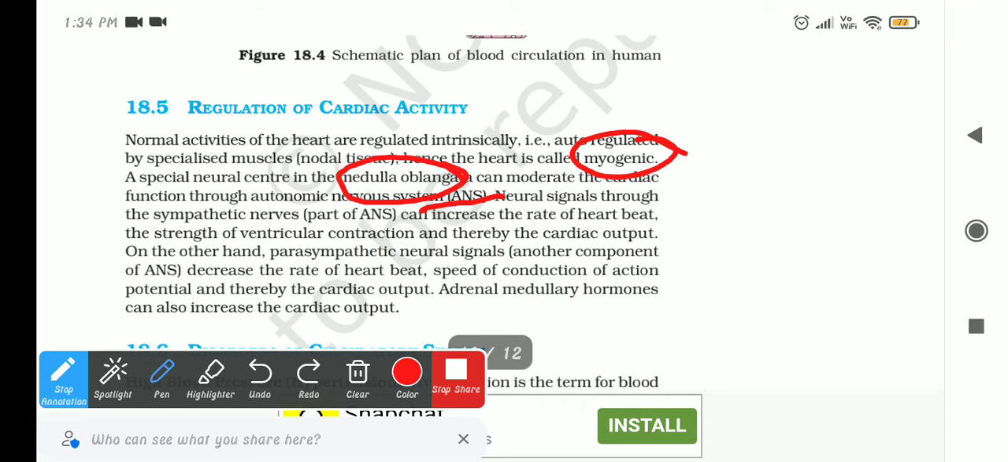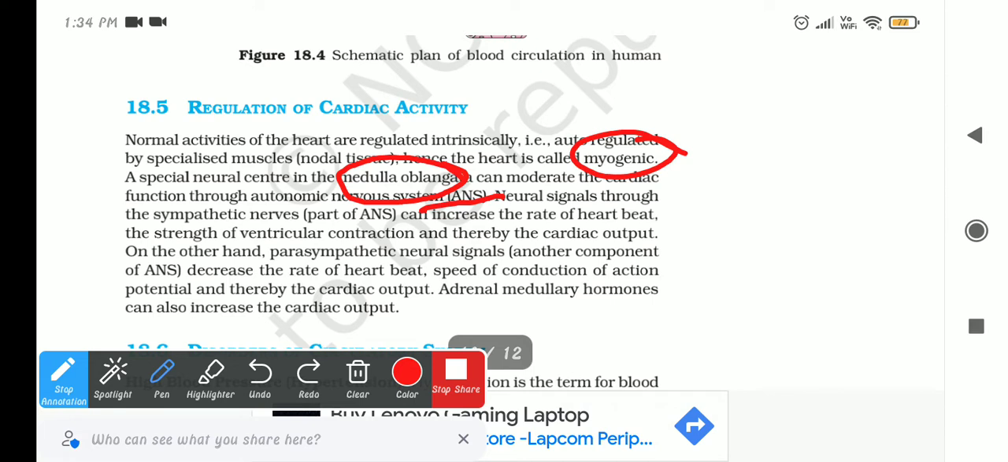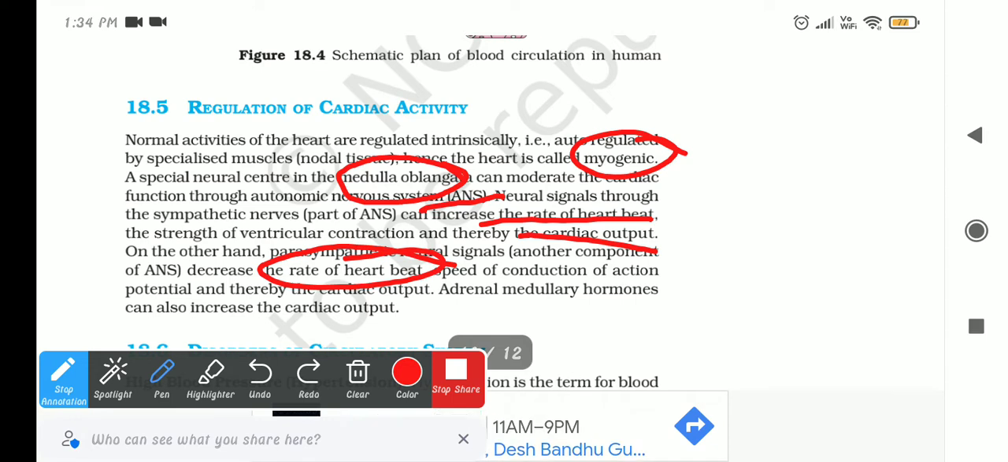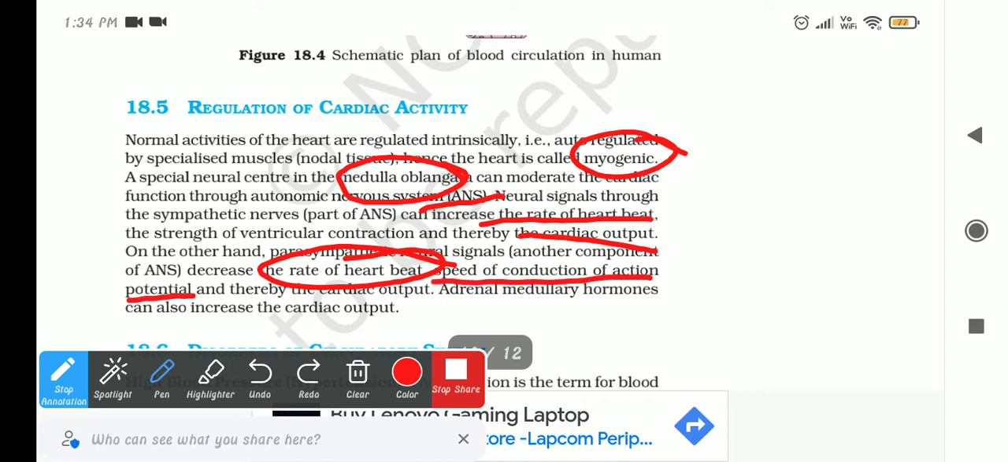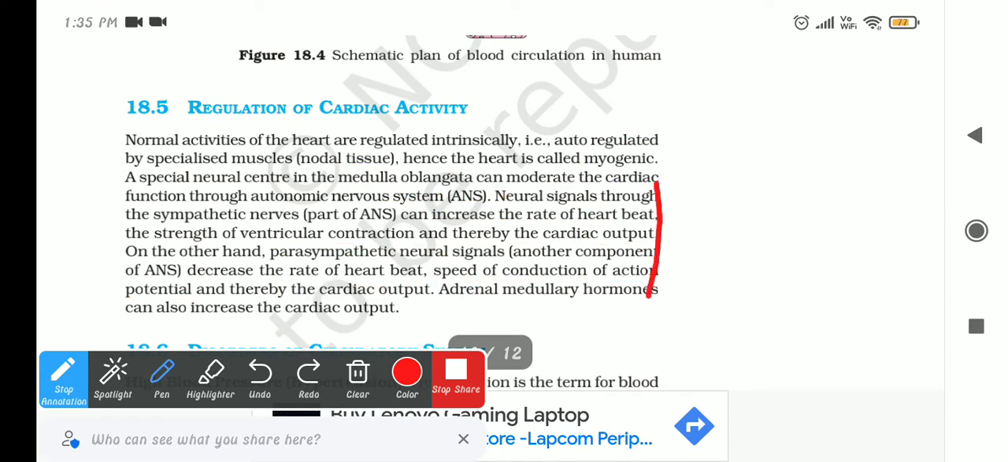Neural signals through the sympathetic nerves can increase the rate of heartbeat and the strength of ventricular contraction, and thereby the cardiac output also. On the other hand, the parasympathetic neural signals, another component of ANS, decrease the rate of heartbeat and the speed of conduction of the action potential, and thereby the cardiac output. Adrenal medullary hormones can also increase the cardiac output.